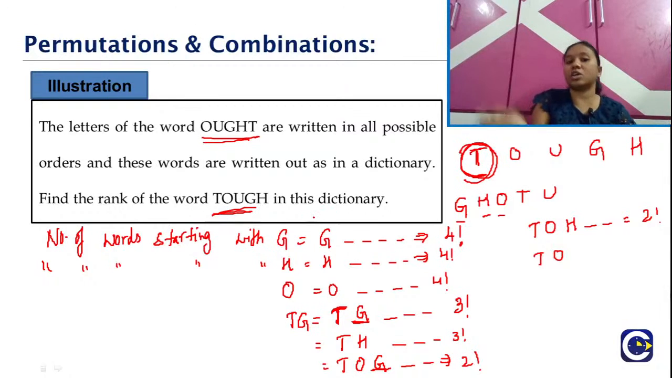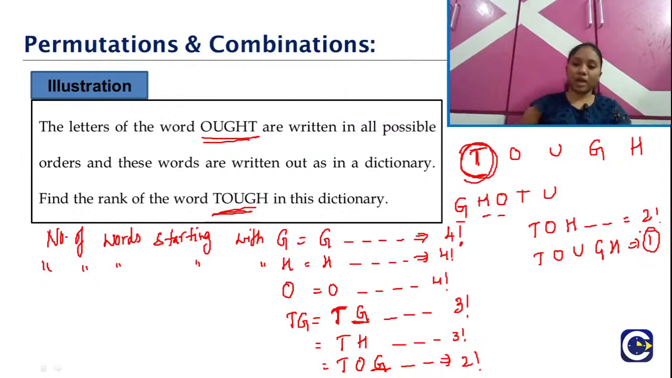O is already fixed because there will not be repeating letters here, so there is no need to fix O here. The next will be U here. Right. So TOH is over, and the next will be TOU, and the next will be G, and the next will be H.